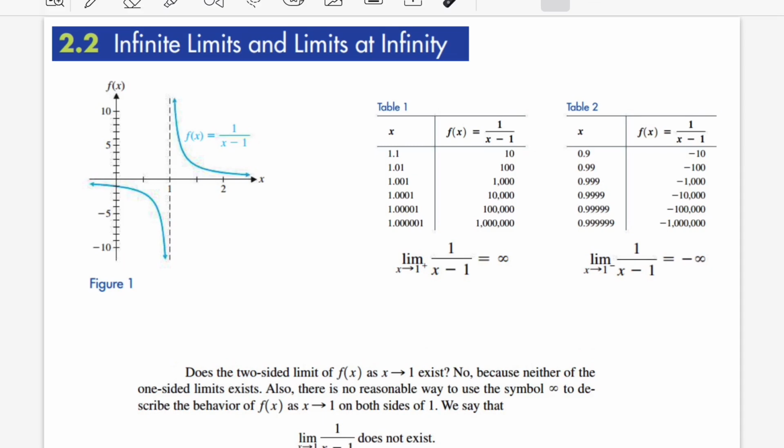Similarly, if we were to plug in numbers for x that get closer and closer to 1 from the left, we see that these numbers are getting bigger and bigger, negative. So we have really big negative numbers. So this tells us that the limit of our function as x approaches 1 from the left is going to be negative infinity. And so these are infinite limits.